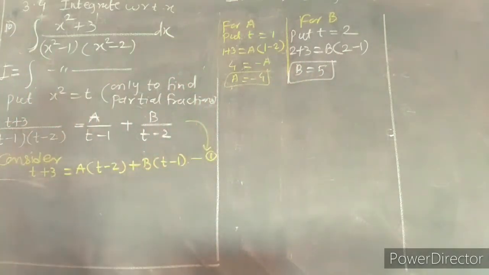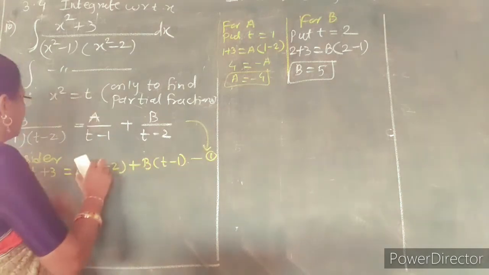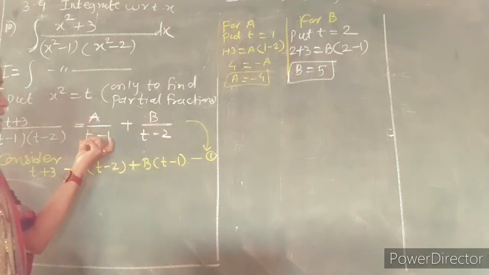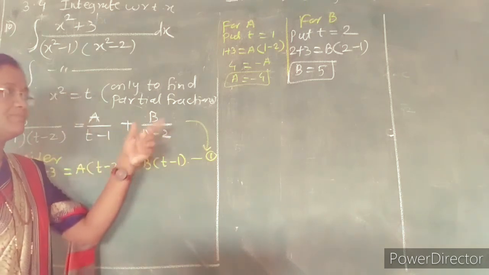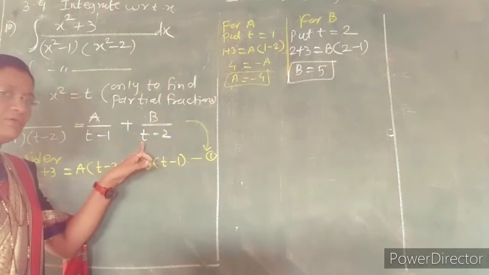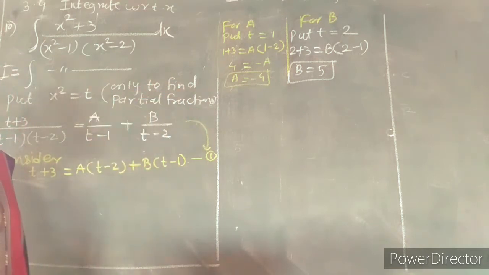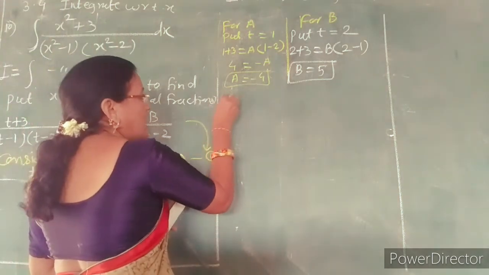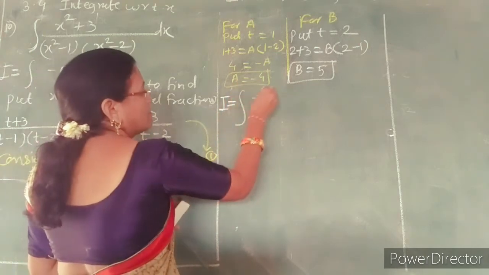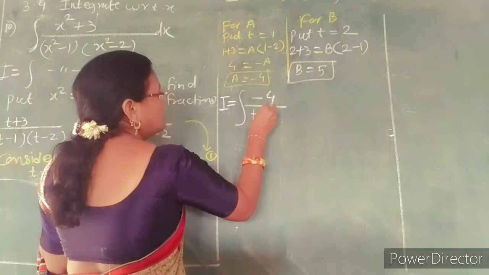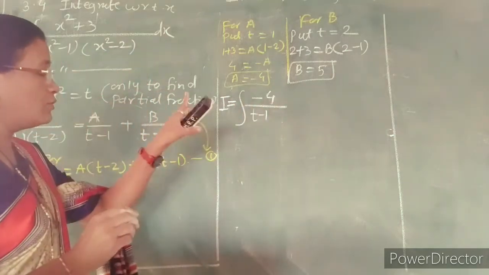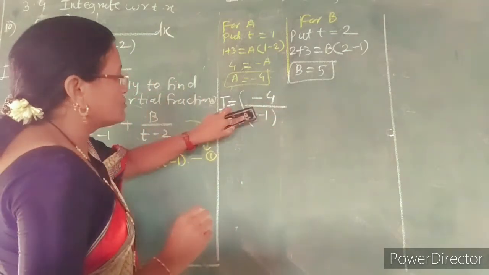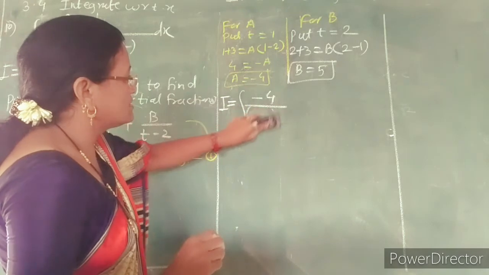Once you get the constants A and B, here we again have non-repeated linear factors. By the previous example, we may solve this, but again this is a second method of finding the partial fraction. For this we can take cross multiplication. So integral I becomes, with the value of A equal to minus 4, linear factor t minus 1. Now for finding the partial fractions we can put the values of A and B.